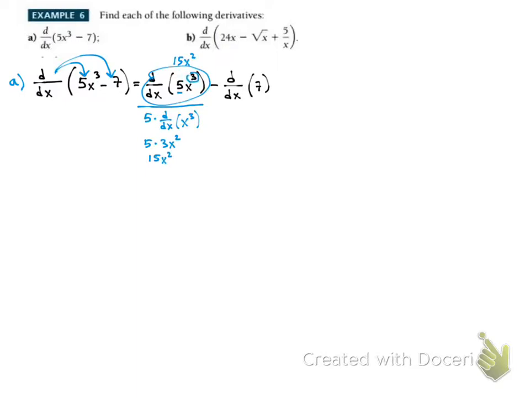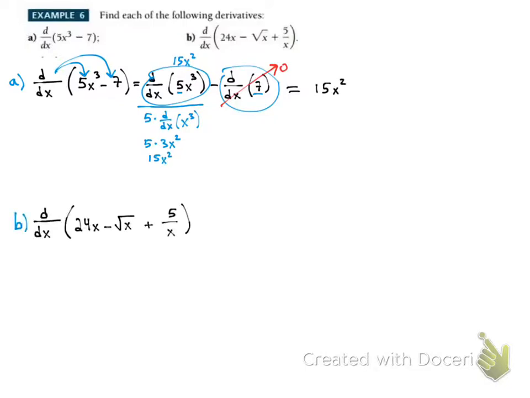Remember, the shortcut is just to take this 3, multiply it by that 5 to get the 15, and then you take the 3 and subtract 1 from it to get the new exponent of 2. Alright, and what about this guy? Well, 7 is a constant, so it equals 0. Taking the derivative of a constant equals 0. So then our answer is just what we got from this part, which was 15x squared. So our derivative is 15x squared.